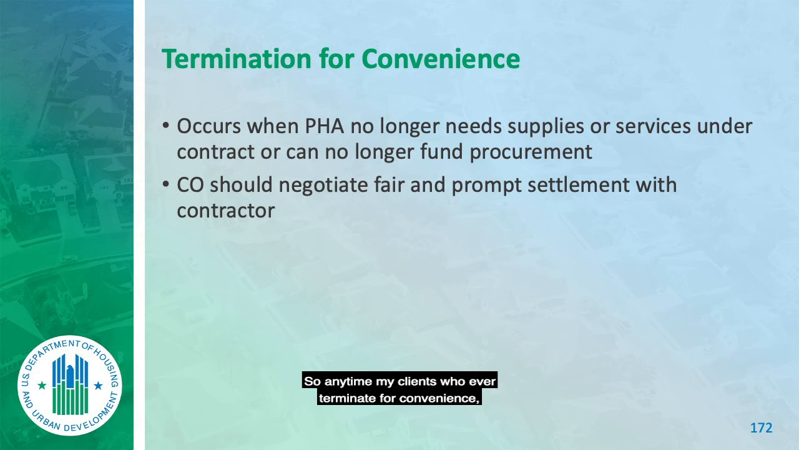So anytime my clients terminate for convenience, they're only going to have to pay lost profit for a portion of a year. If you sign a contract for 3 years and you want to terminate for convenience before the second year, you're going to have to pay them lost profit for 2 years. Remember, not awarding this option is not a termination. It is simply letting a contract expire.